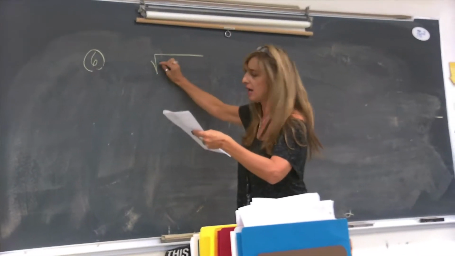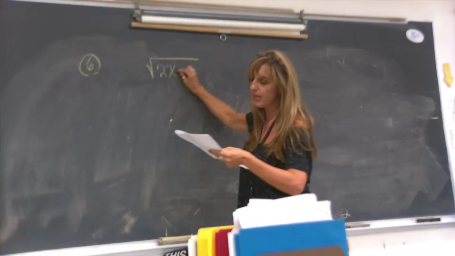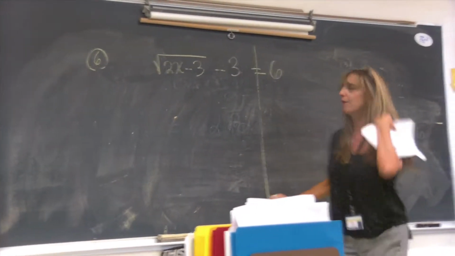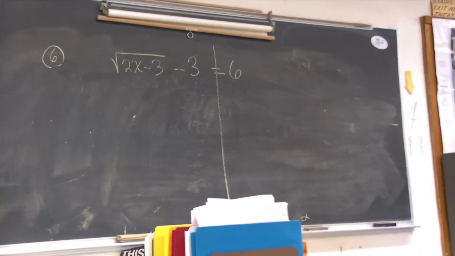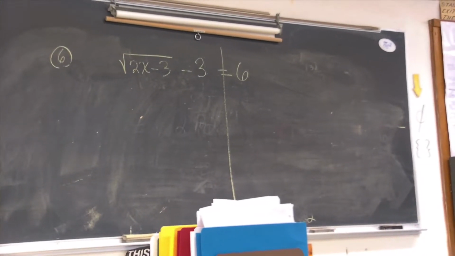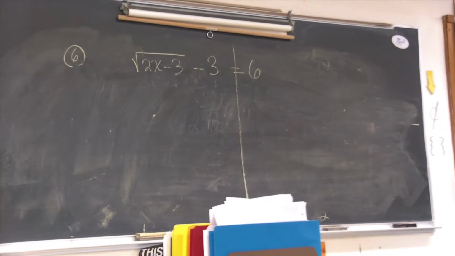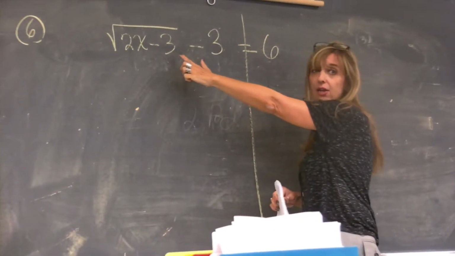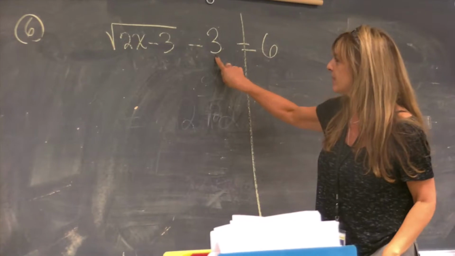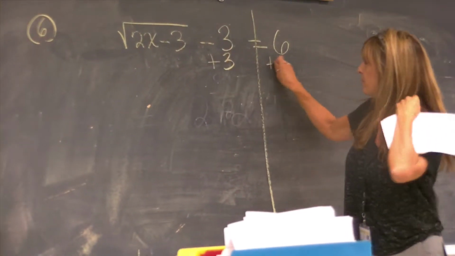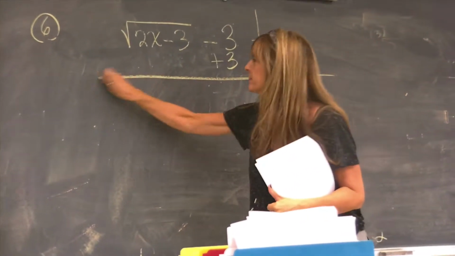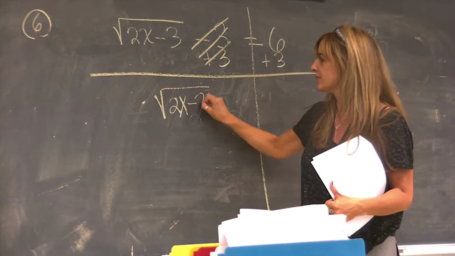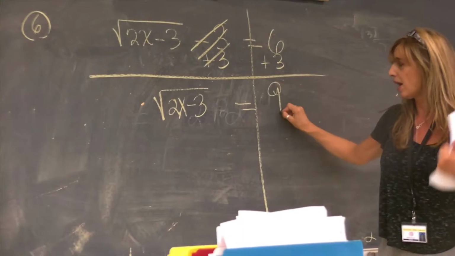Find the solution of the square root of 2x minus 3 subtract 3 equals 6. Now, of course, a multiple choice question, you could just try all the x's. But let me show you how to solve this. It's a square root equation. The first thing we're going to do is isolate our square root. So get rid of the subtract 3 by adding 3 to both sides. That leaves me with the square root of 2x minus 3 equals 9.